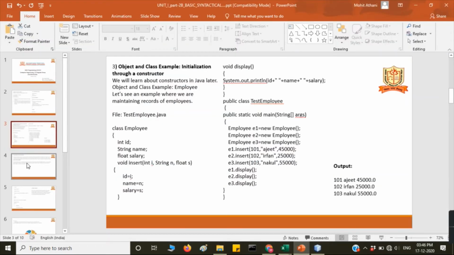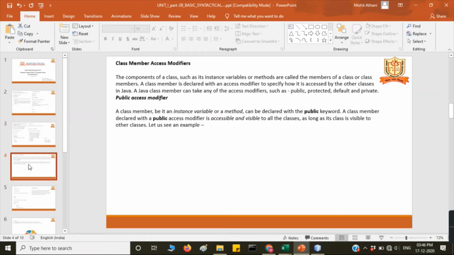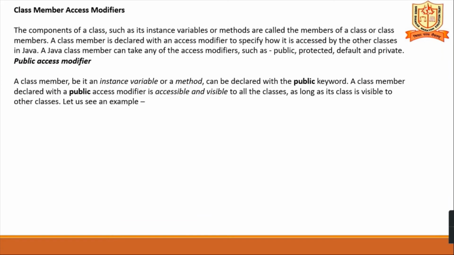And next we will see this. What are class member access modifiers? The components of the class, such as instance variables or the methods, are called the members of the class or the class members. I have already explained this. These are called the class members or the instance members. Both are same. The class member is declared with an access specifier to specify how it is accessed by the other classes in Java. A Java class member can take any access modifier such as public, protected, default, and private.